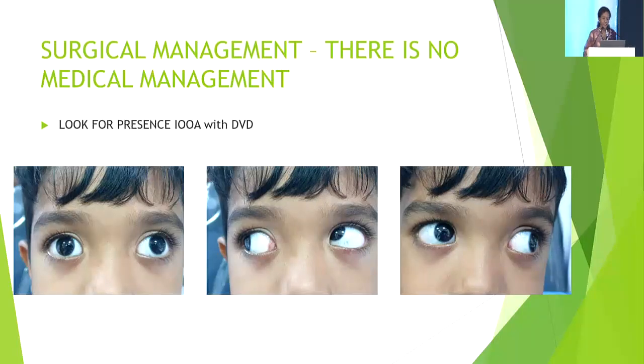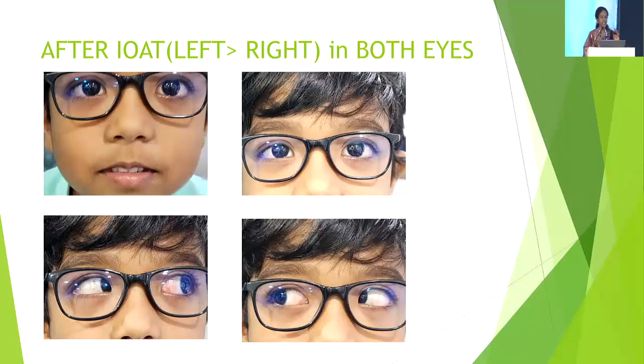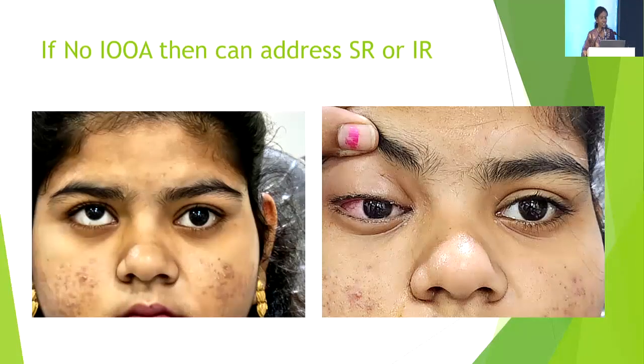Suppose you have a DVD with inferior oblique overaction, as you see in this child, then you do an inferior oblique anterior transposition. The solution is simple. You do it in both eyes, but you can make it asymmetric if the inferior oblique overaction is asymmetric between the two eyes. And the results are beautiful and also very long-standing.